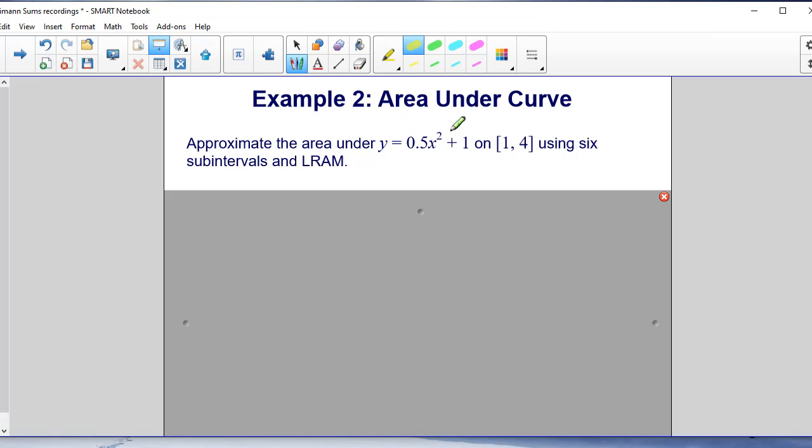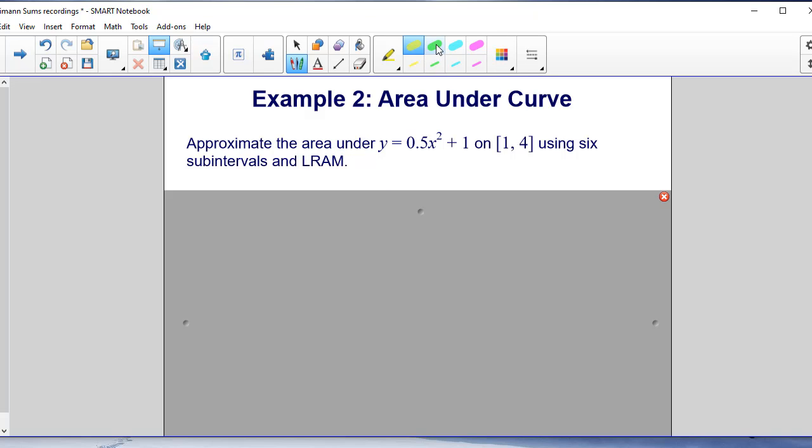Example number 2 of area under the curve. Approximate the area under y is equal to 0.5 x squared plus 1 on the closed interval 1 to 4 using 6 subintervals. LRAM means left-hand rectangular approximation method.